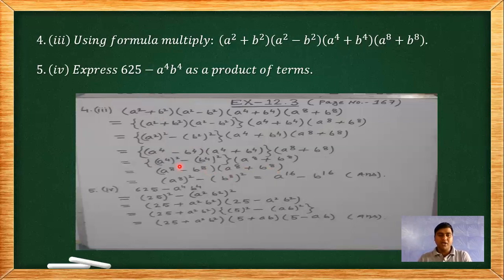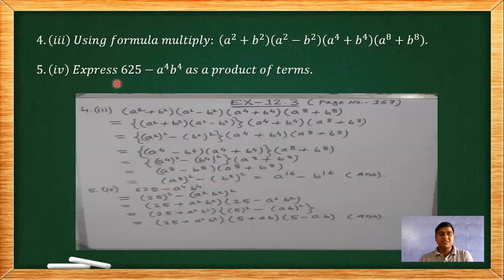Again this is the formula: a minus b into a plus b is a square minus b square. So this is (a to the power 8)² minus (b to the power 8)². (a to the power 8)² is a to the power 16 and (b to the power 8)² is b to the power 16. So the final answer is a to the power 16 minus b to the power 16. This is our answer. And question number 5 IV.